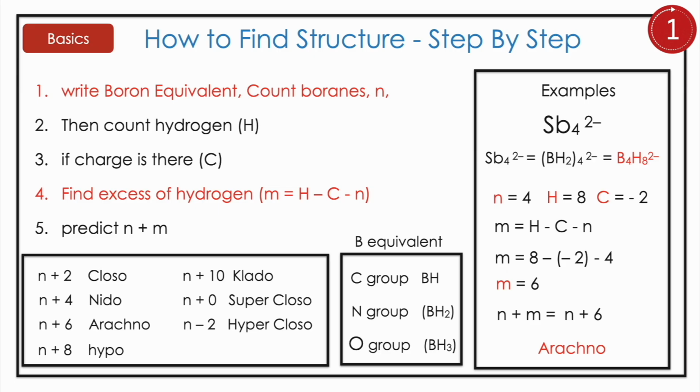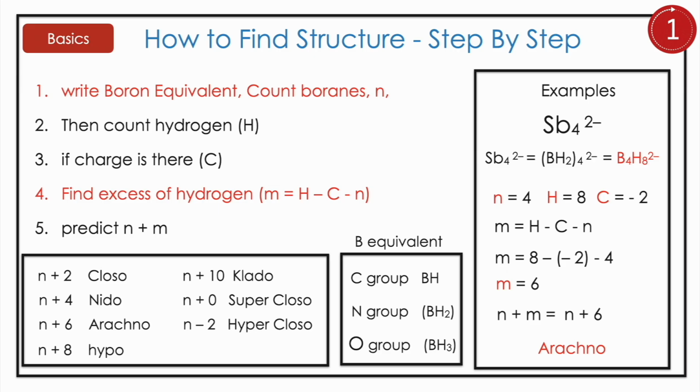Mostly the boron equivalent comes from carbon, nitrogen and oxygen. Carbon group means BH, nitrogen group means BH2, oxygen group means BH3. Here I give an example, Sb4 2 minus. Sb is antimony, which is in the nitrogen group. The equivalent will be BH2. So Sb4 2 minus becomes (BH2)4 2 minus.